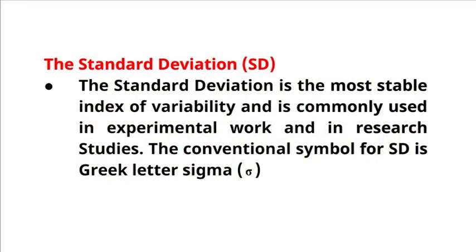Now, we come to the very important one, which you have to use in basically every statistic. Whether you calculate t or anything, the standard deviation will be calculated. The standard deviation is denoted by the symbol SD. The standard deviation is the most stable index of variability and is commonly used in experimental work and in research studies. The conventional symbol for SD is the Greek letter sigma. Even we can write it with the simple letters SD, it does not matter. This is used in almost every practical and in research.